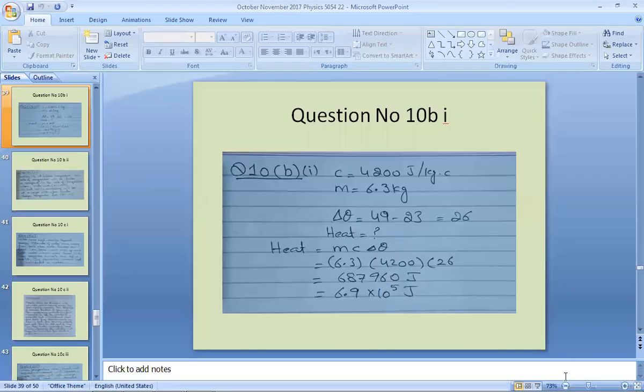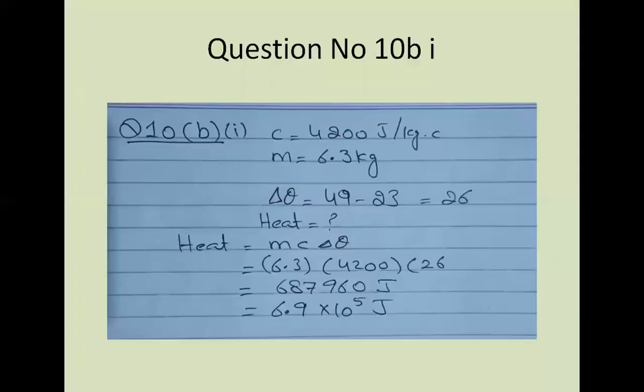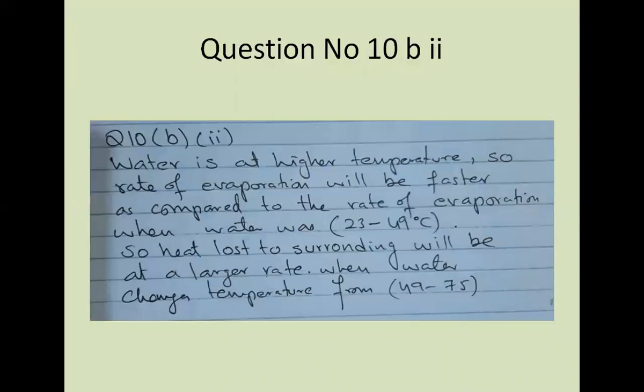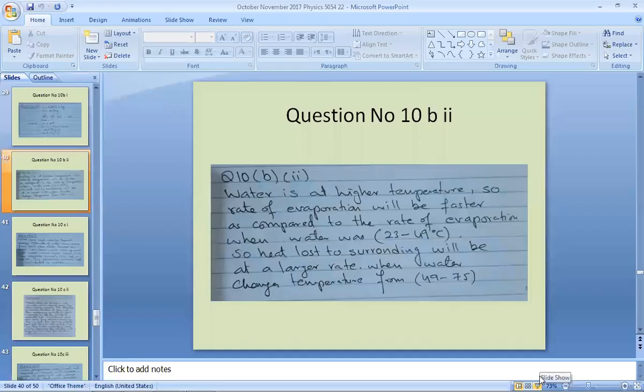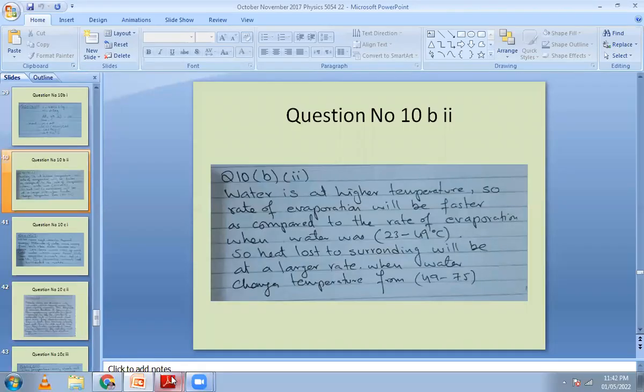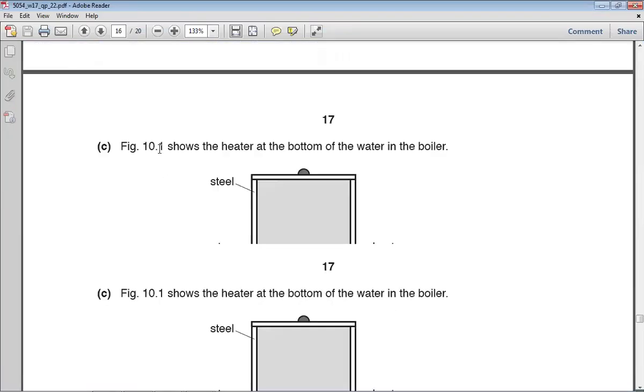Let me show you my answer. I've tried to write its answer. But water is at higher temperature, so rate of evaporation will be faster as compared to the rate of evaporation when the water was from 23 to 49. So heat loss to the surrounding will be at a larger rate when water changes temperature from 49 to 75. I hope you understand. It's a 1 mark question. Okay, so let's move to the next part.